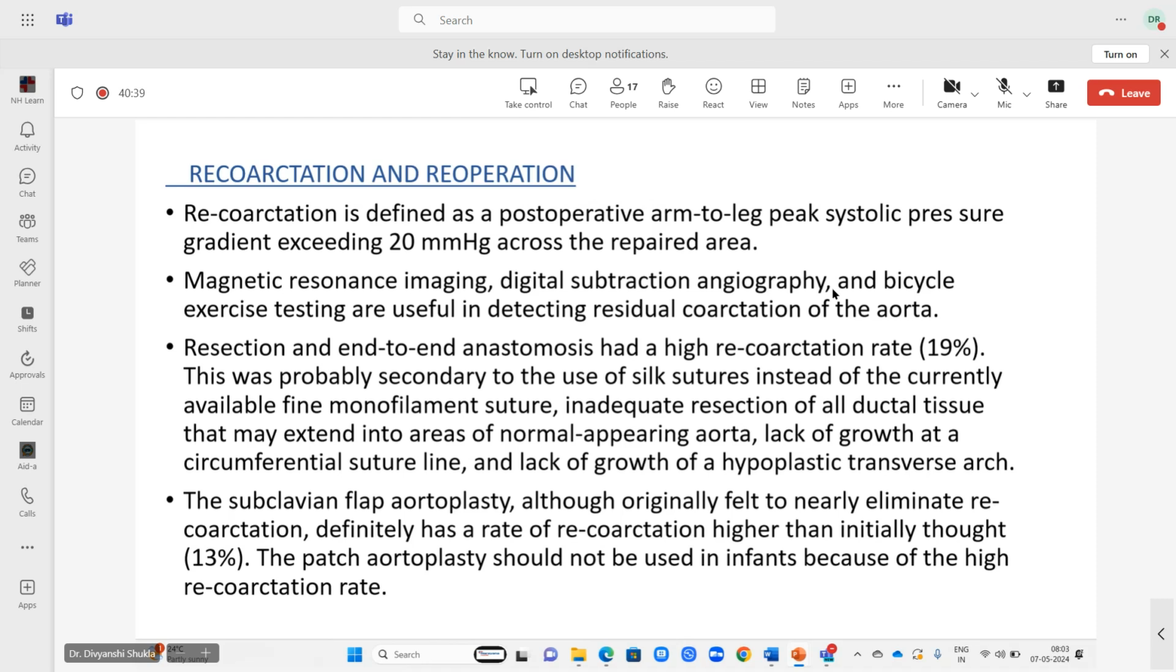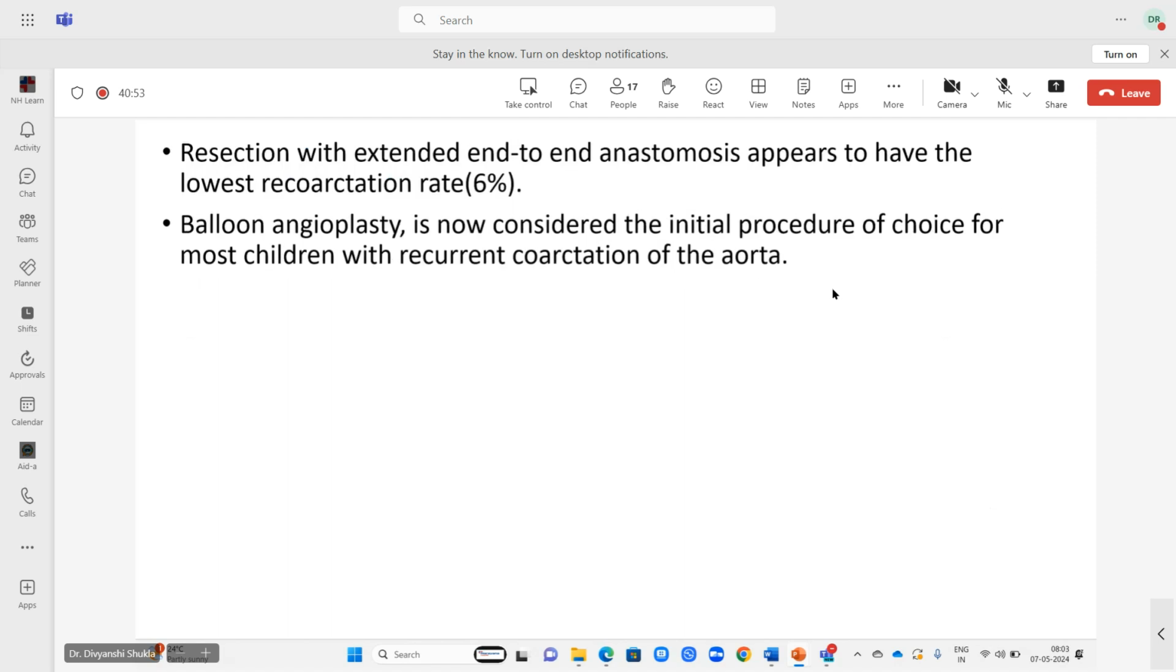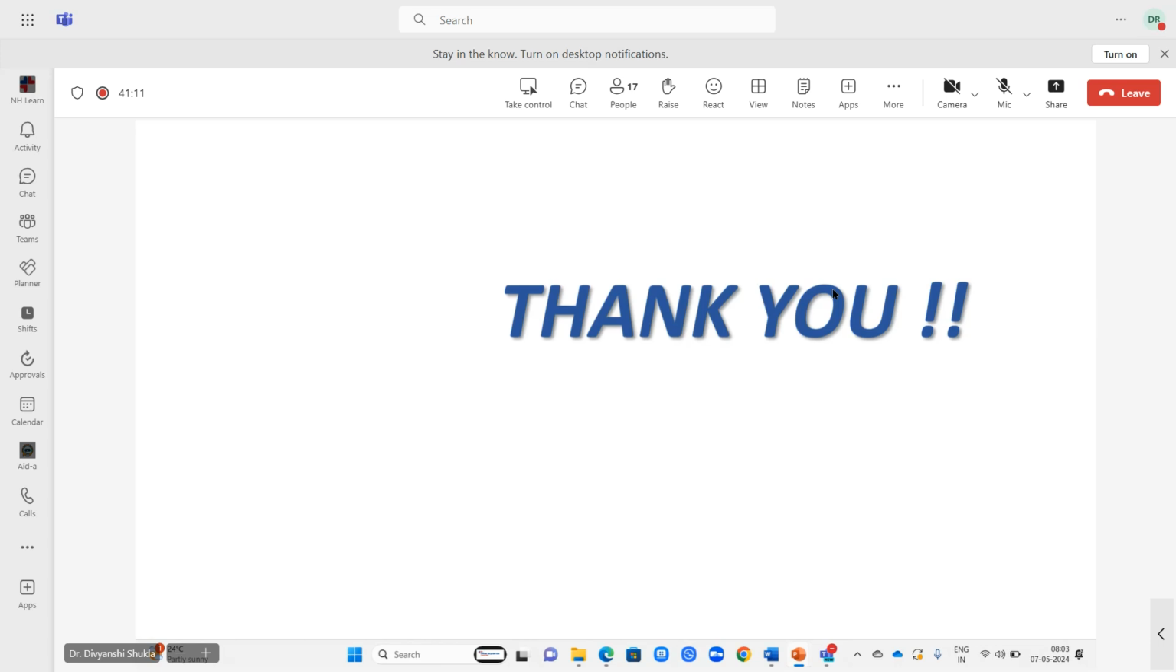The subclavian flap aortoplasty, although originally felt to nearly eliminate recoarctation, definitely has a rate of recoarctation higher than initially thought, 13%. The patch aortoplasty should not be used in infants because of the high recoarctation rate. Resection with end-to-end anastomosis appears to have the lowest recoarctation rate, 6%. Balloon angioplasty is now considered the procedure of choice for most children with recurrent coarctation of the aorta. Thank you.